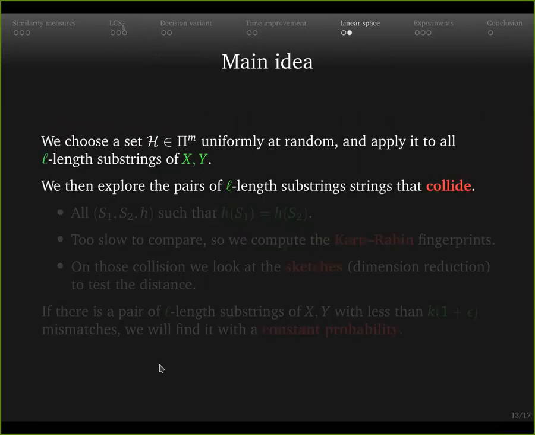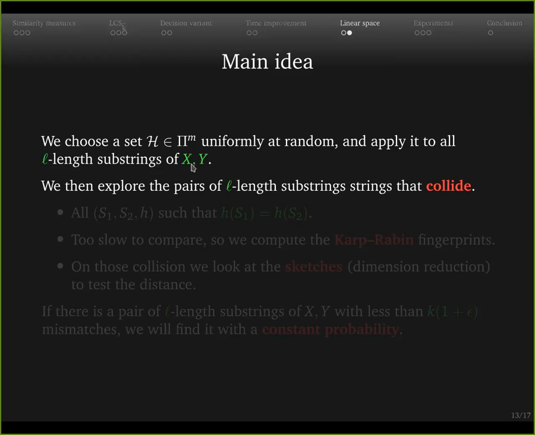Starting from there, there are several tricks to actually make this work. First, we don't project on only one position. We project on M positions to have more idea of how many mismatches between the strings there are. And we don't take only one hash function. We take a set of hash functions to have more chances to see the strings and to see what the collisions are.